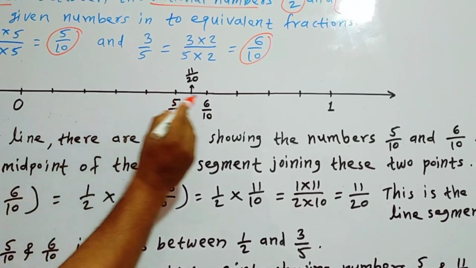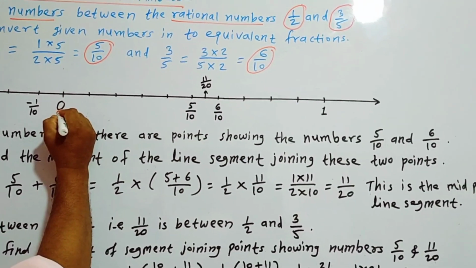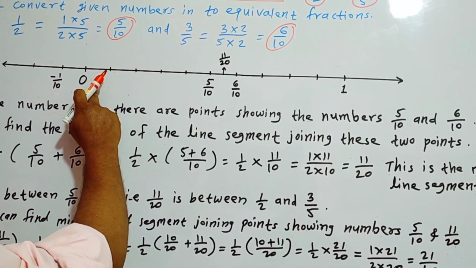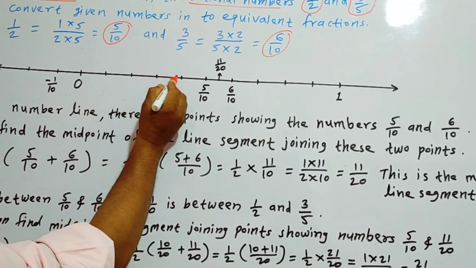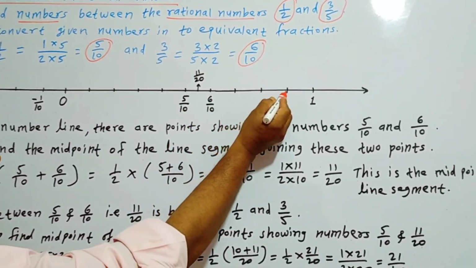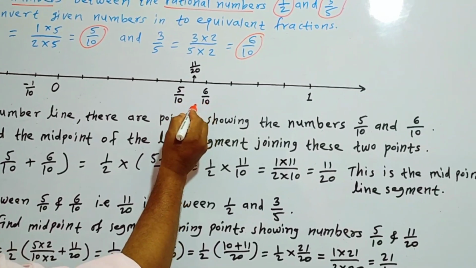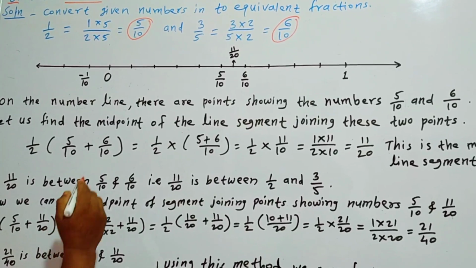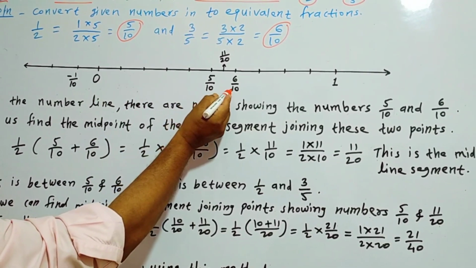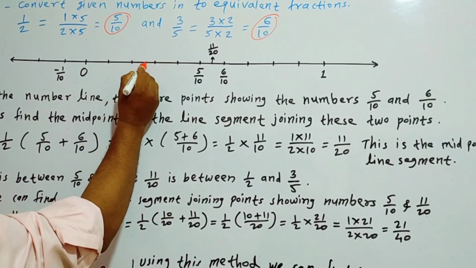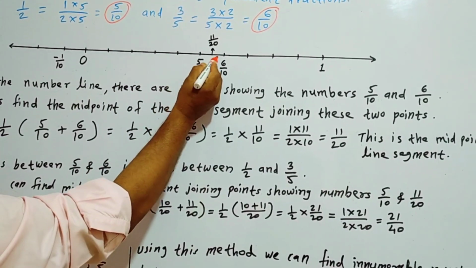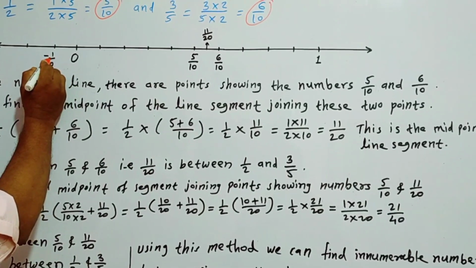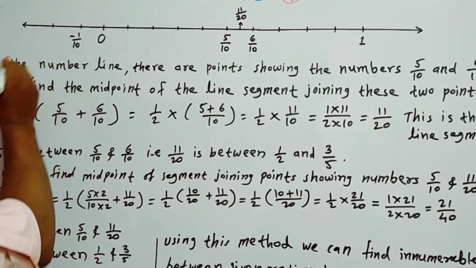Now draw a number line, and on the number line first you take 0 and here 1. Divide the distance 0 to 1 into 10 equal parts: 1, 2, 3, 4, 5, 6, 7, 8, 9 and 10. Because the denominator is 10, it means the 0 to 1 distance we have to divide into 10 equal parts. Now where will be 5 upon 10 and 6 upon 10? Count 1, 2, 3, 4, 5. So here 5 upon 10, here is 6, so 6 upon 10. And on the left side we can write negative numbers, minus 1 upon 10, minus 2 upon 10.